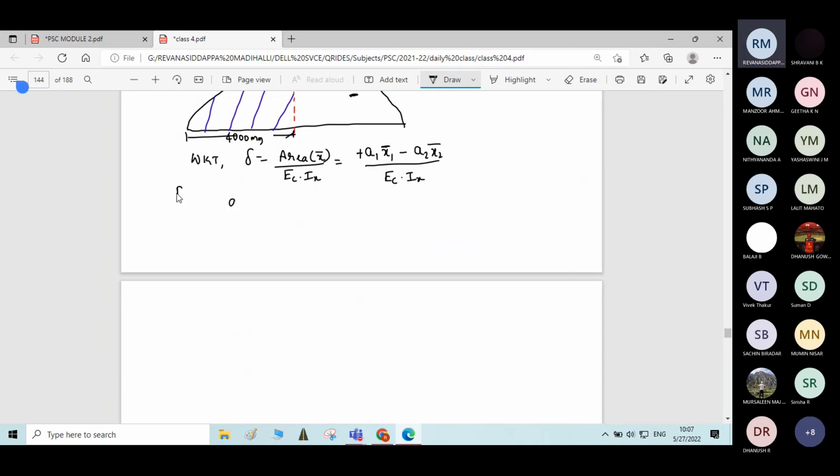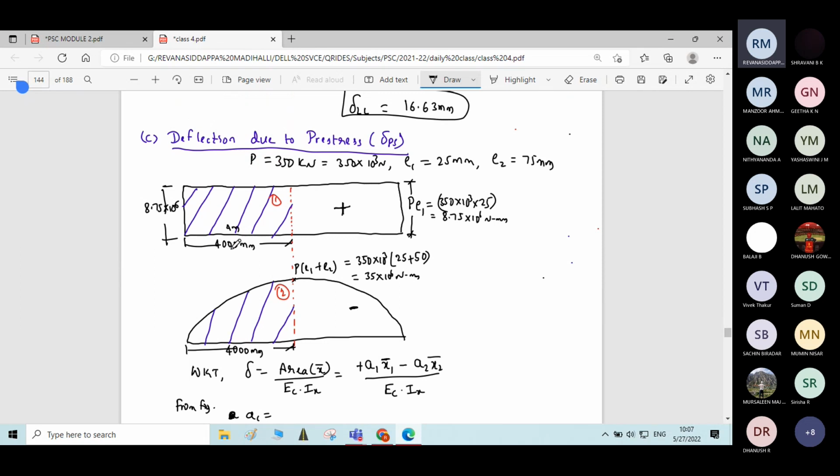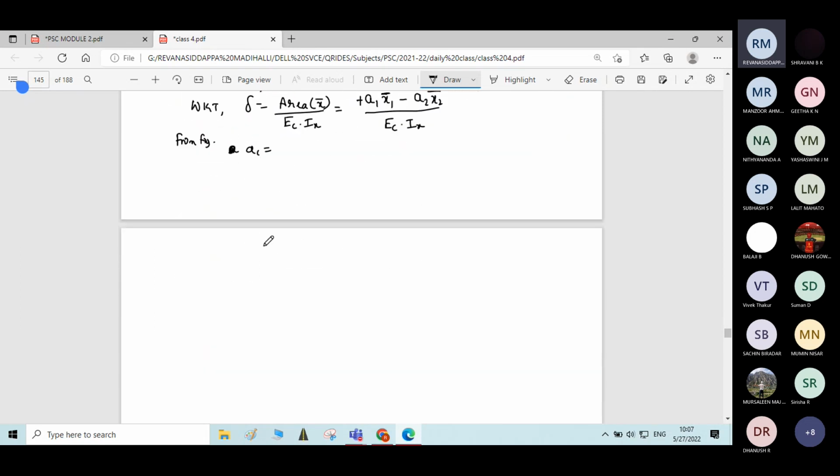from figure, A1 is equal to, see, area of rectangle is width into height: 4000 into 8.75 into 10 power 6, correct? By this we'll get the area 1, okay, as 3.5 into 10 power 10 mm square.